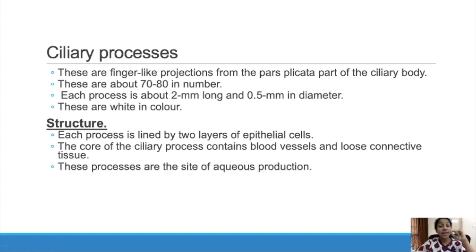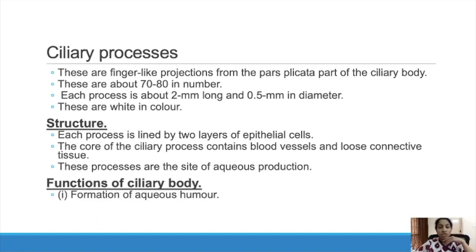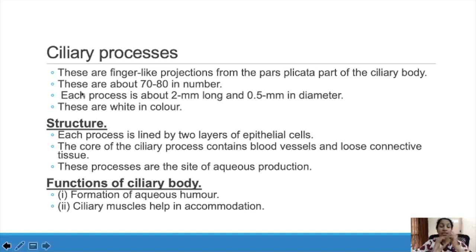These processes are the site of aqueous production. Aqueous production means the production of aqueous humor. So what will this ciliary process secrete? Aqueous humor. So the function of the ciliary body is formation of aqueous humor. Ciliary muscles help in accommodation of the lens, because from the ciliary processes the zonules arise. Zonules help to hold the lens.